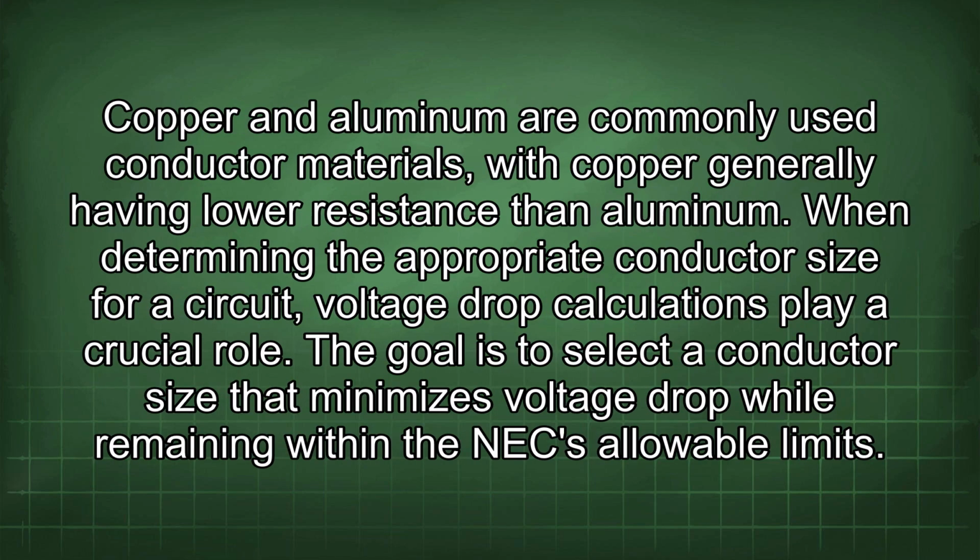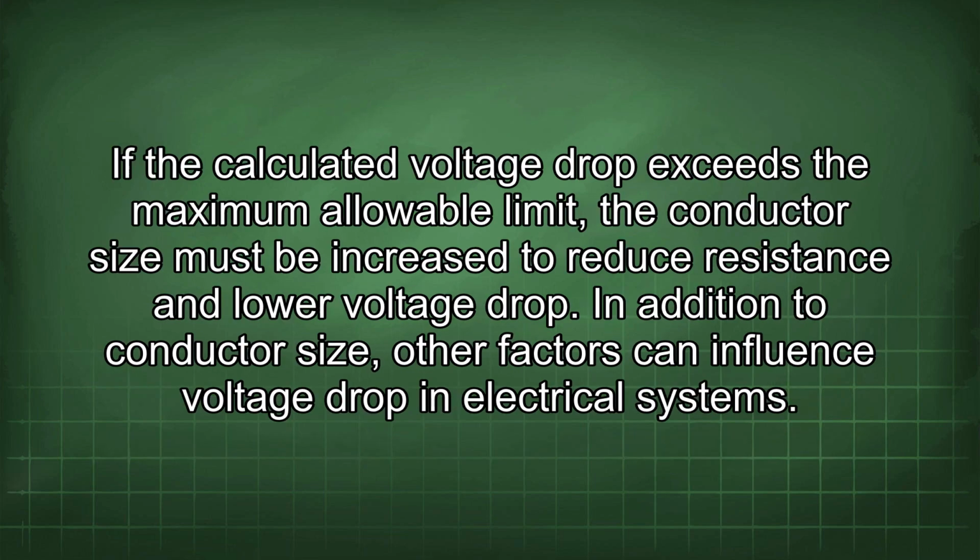Copper and aluminum are commonly used conductor materials, with copper generally having lower resistance than aluminum. When determining the appropriate conductor size for a circuit, voltage drop calculations play a crucial role. The goal is to select a conductor size that minimizes voltage drop while remaining within the NEC allowable limits. If the calculated voltage drop exceeds the maximum allowable limit, the conductor size must be increased to reduce resistance and lower voltage drop.